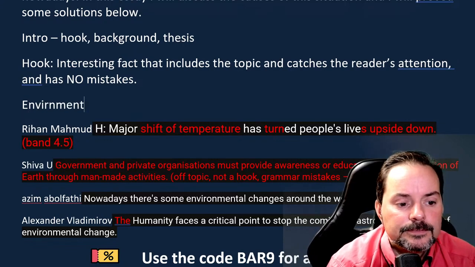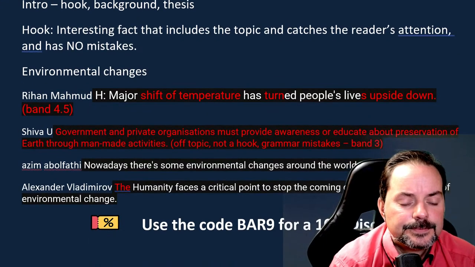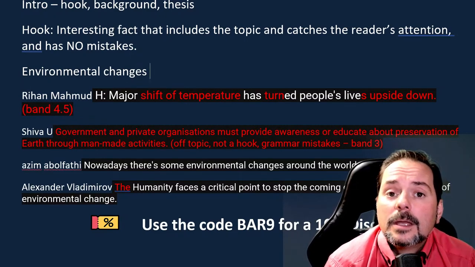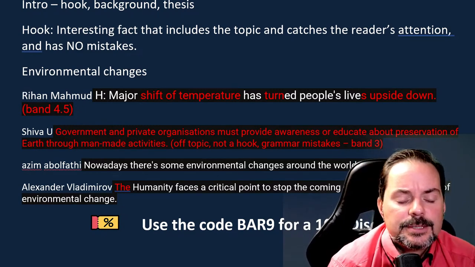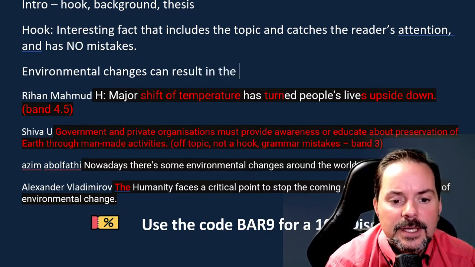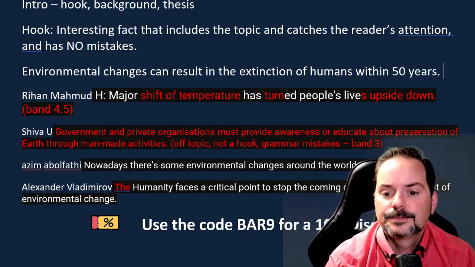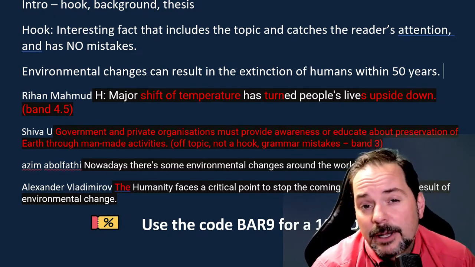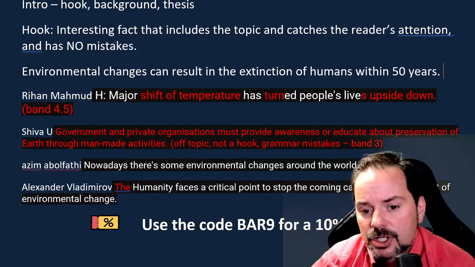Environmental changes will end. I don't want to use future. Avoid the future tense. Environmental changes can result in the extinction of humans within 50 years. Okay? If you pick up a magazine or a book and you see that kind of a topic, will you continue to read? Does it include the topic of this question? So environmental changes can result in the extinction of humans within 50 years.